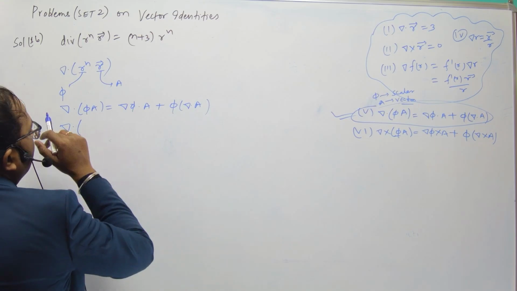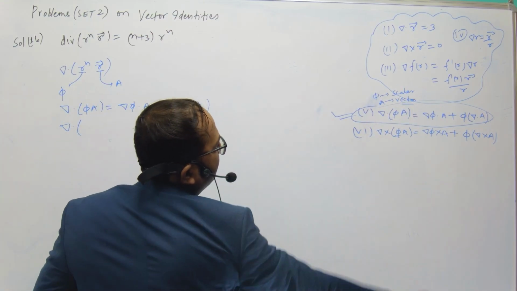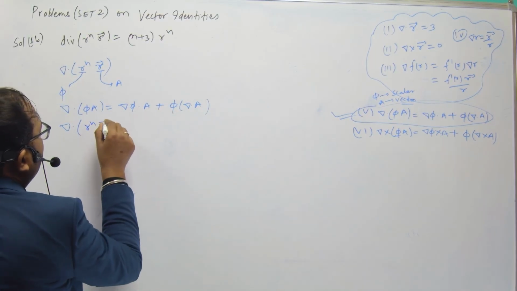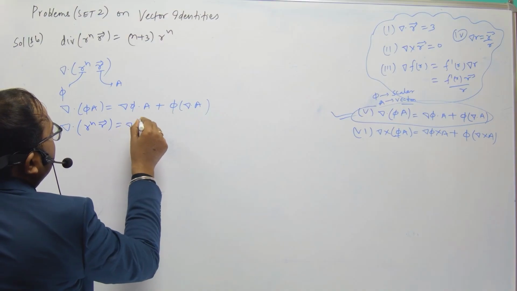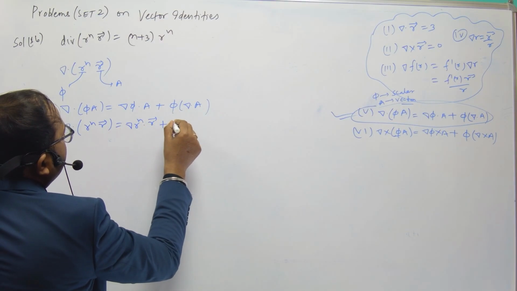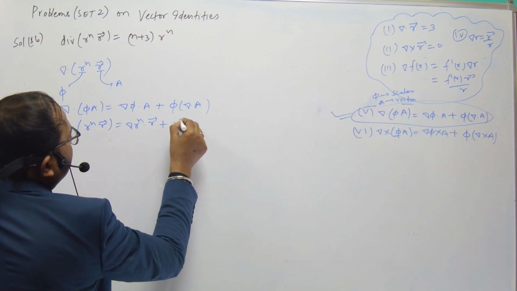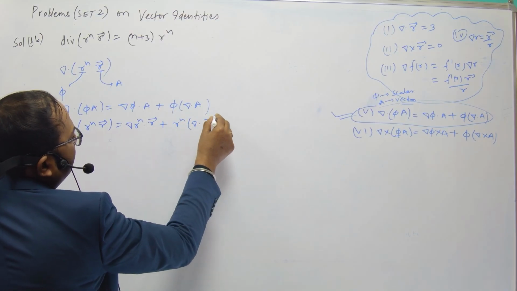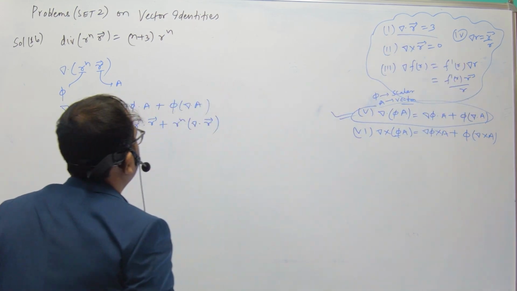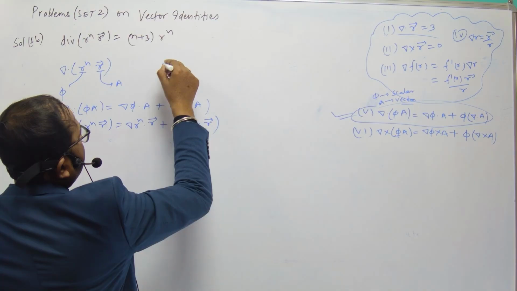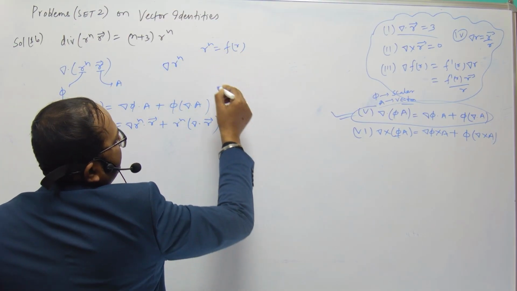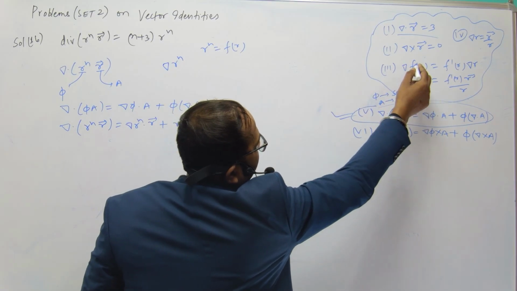Okay, so in this expression we have phi as a scalar quantity and a as a vector quantity. So we have this as r to the power n into r vector, del of r^n, dot r vector plus phi times, where phi is r^n, del dot r vector. We have del dot r vector is 3, and we have del of r^n, the gradient of r^n. r^n is a function of r. This is similar to this expression.